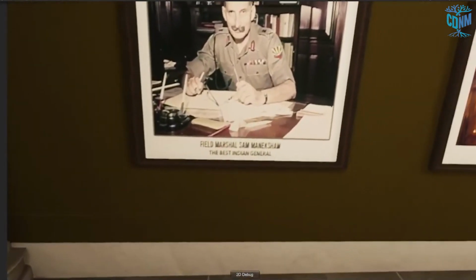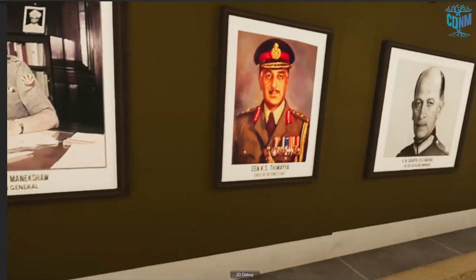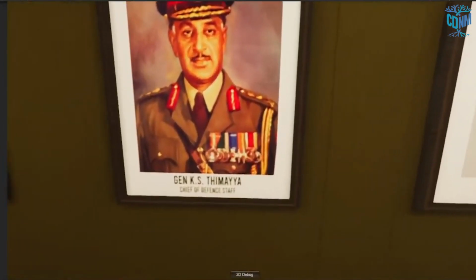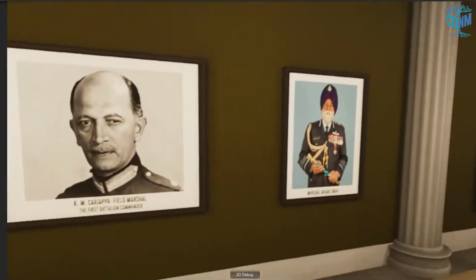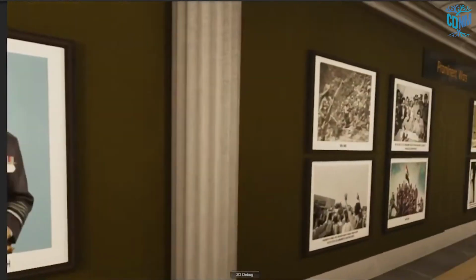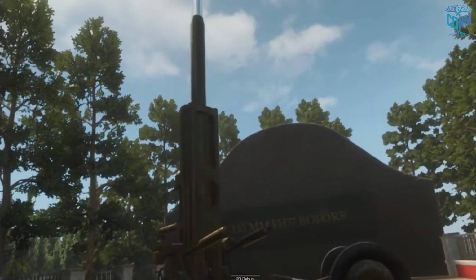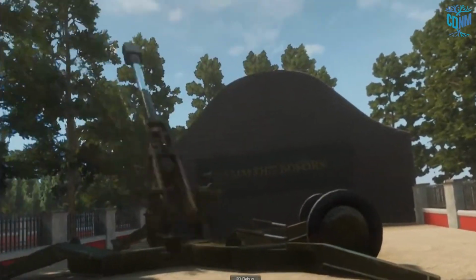Once the headset is worn, people are teleported into a different world altogether, where they can experience a museum, walk through it, and get to know the stories of the brave soldiers. And they can also play with different artillery and machine guns that are there.